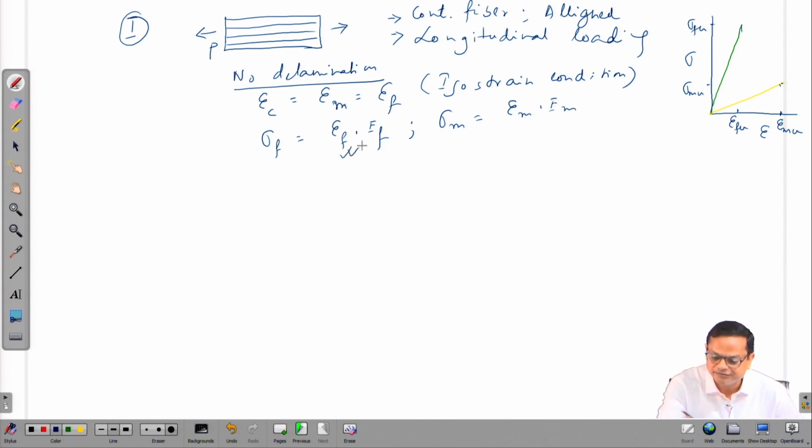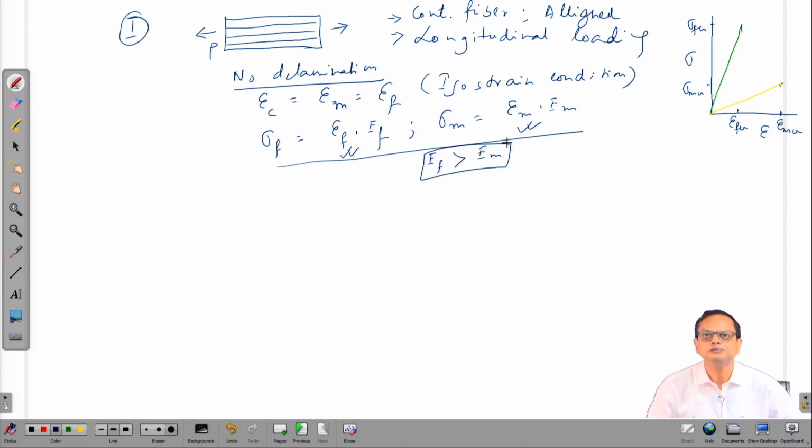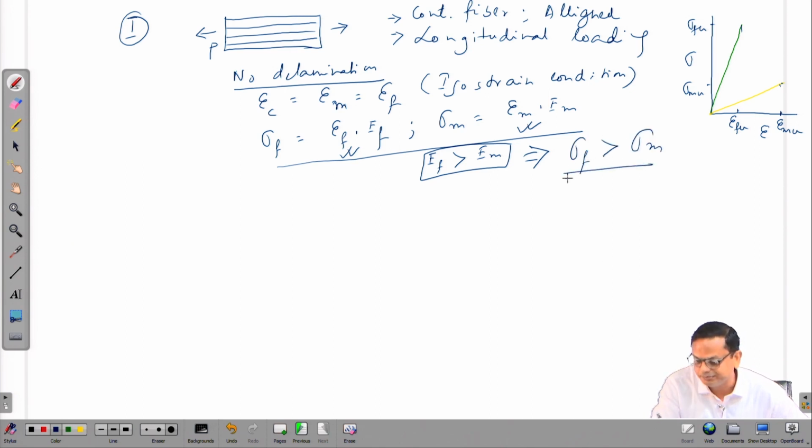Now, E f is always higher than E m, no doubt about that. The modulus of fiber, that is how we choose our materials, is generally quite a bit higher than the modulus of the matrix. Now, if you look at these two equations, we can see that sigma f is always higher than sigma m. It is a big thing.